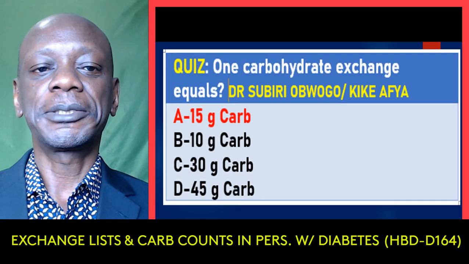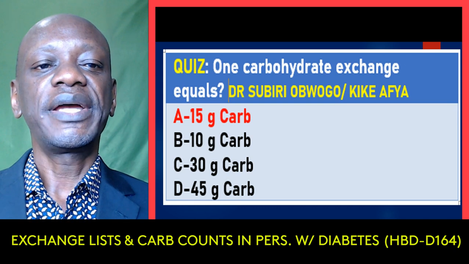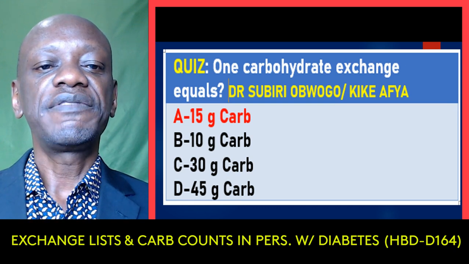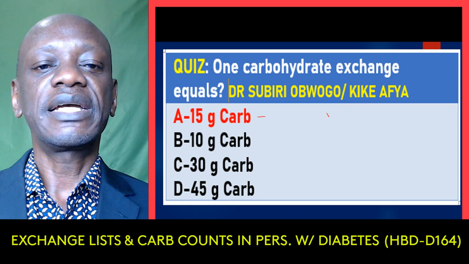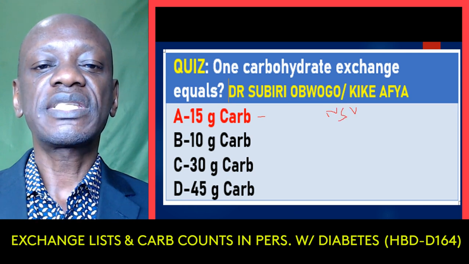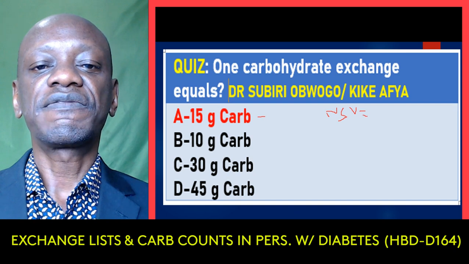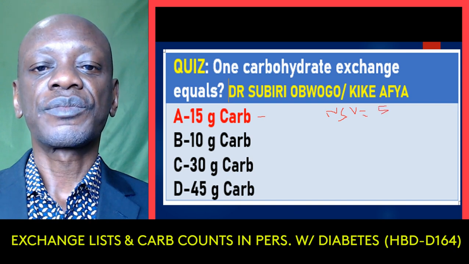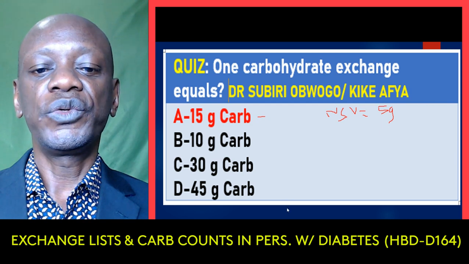So back to our quiz. 1 carbohydrate exchange equals, we said, 15 grams. Remember, the exception is non-starchy vegetables, whereby 1 serving is about 5 grams. But if you look at the exchange list table, they will usually specify that.